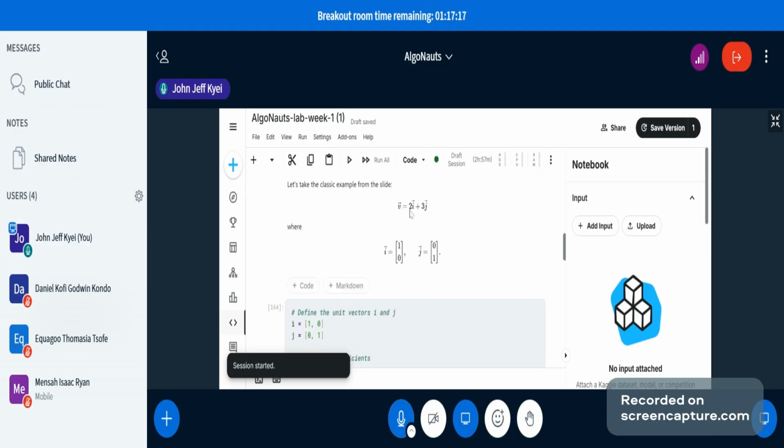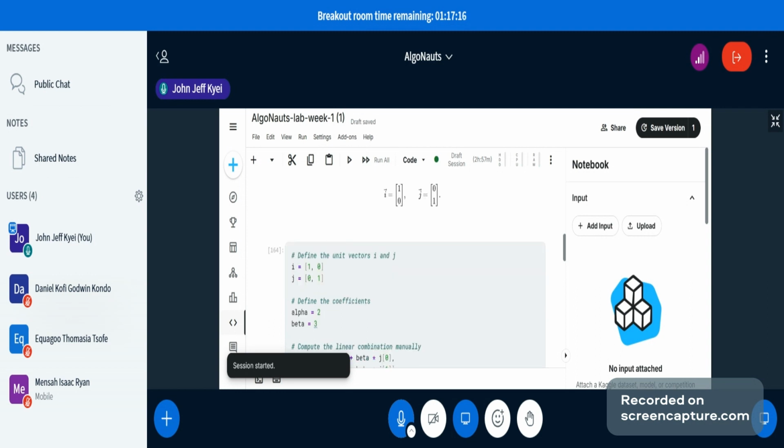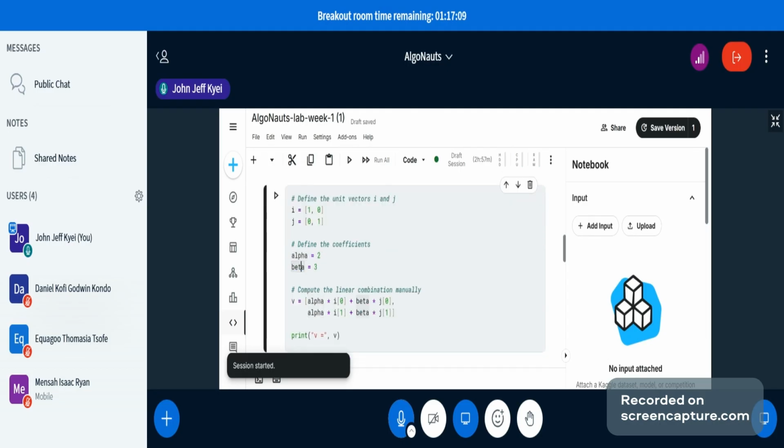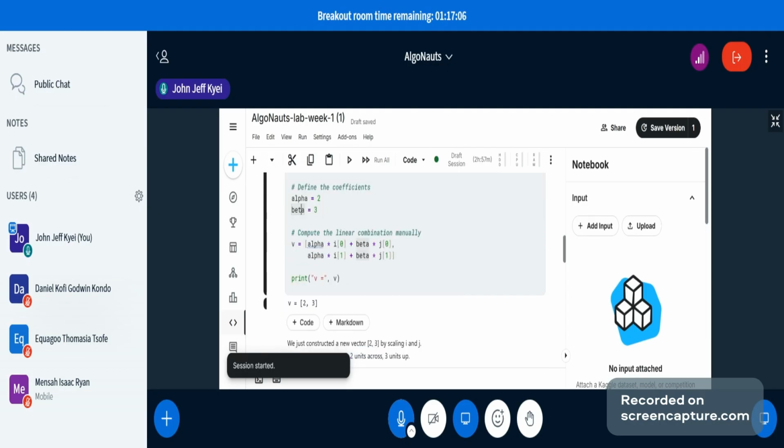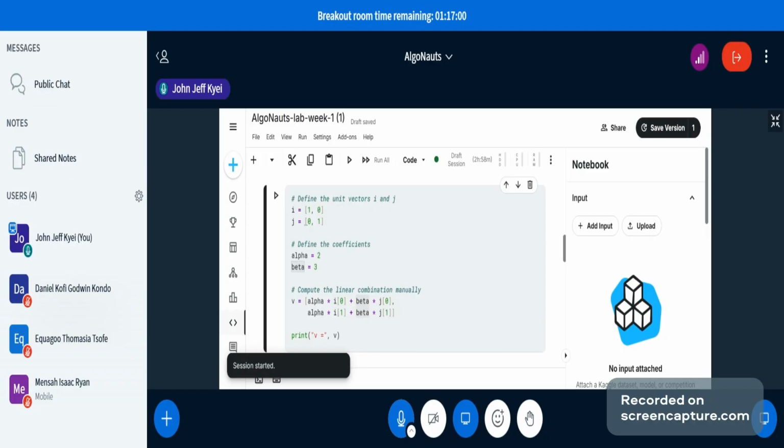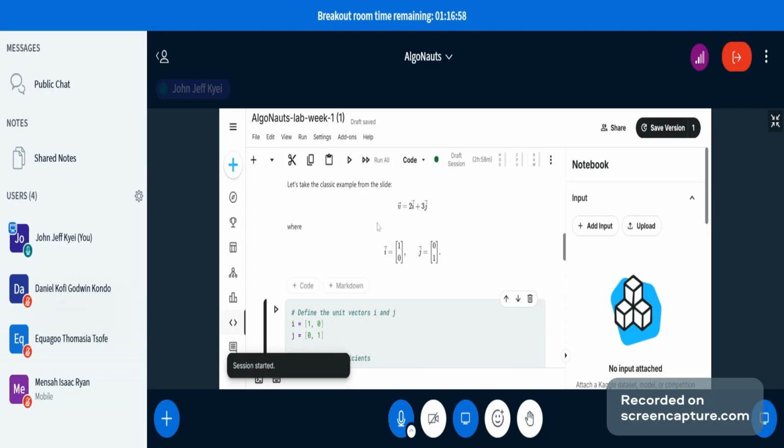Just like here, it could be A, it could be C, it could be anything. Just for explanation and clarity, I'm using alpha and beta over here. Doing this manually, all we are trying to do is multiply. So 2i is going to be 2 times 1 and 2 times 0, and that'll give us 2i. And 3j will be 3 times 0 and 3 times 1.